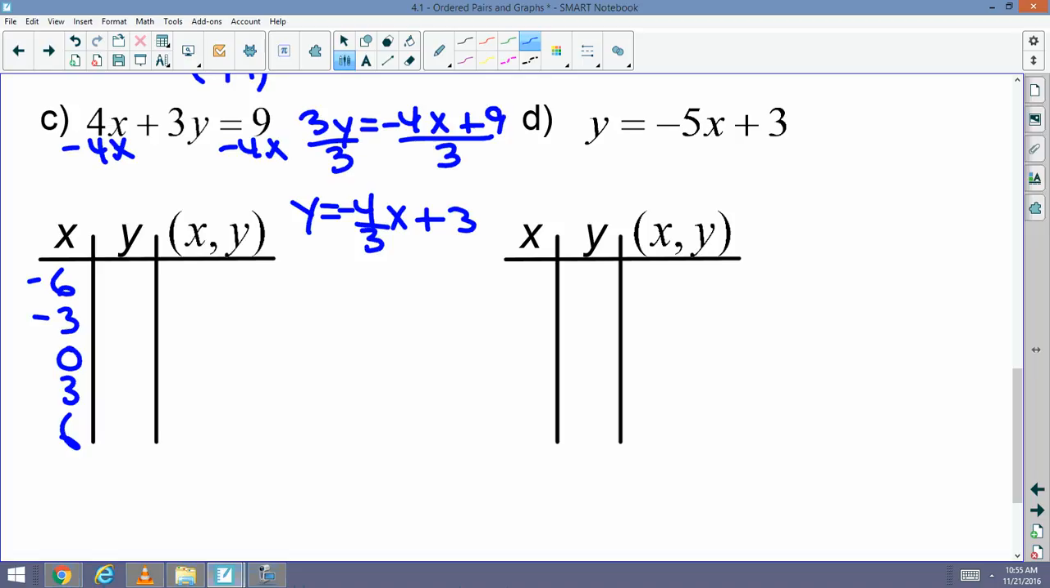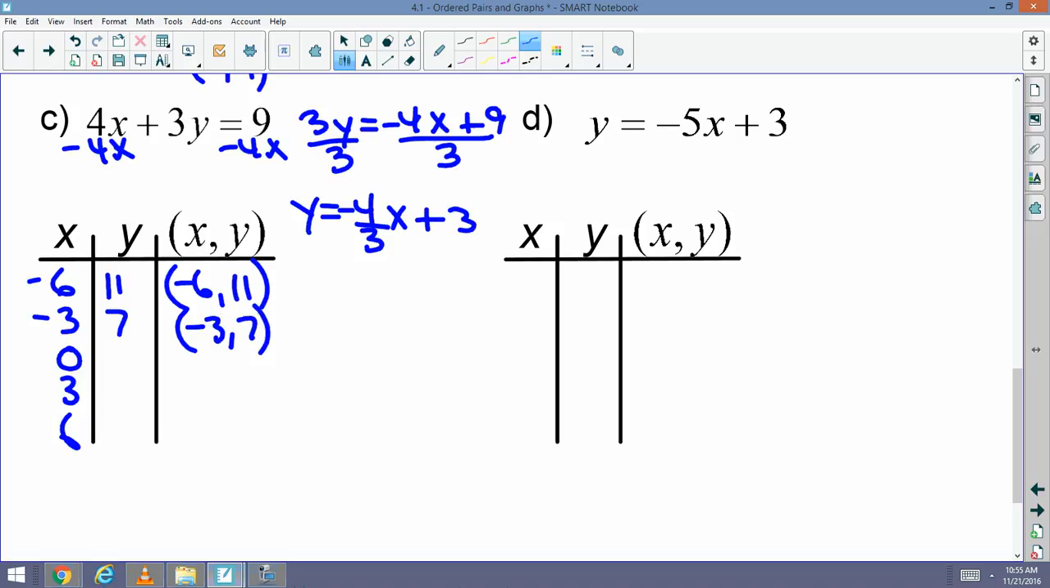It's going to be 11. Very good. Because negative 4 times negative 6 is 24. 24 divided by 3 is 8. 8 plus 3 is 11. Very good. What about when x is negative 3? We've got 7. Yes, it is. Very good.